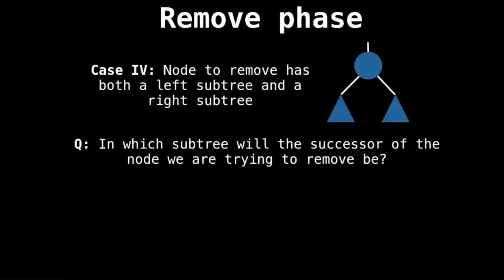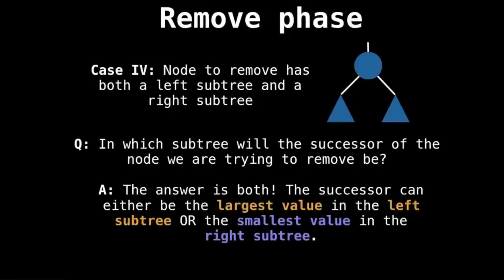Alright, so now for case 4, now we want to remove a node which has both a left subtree and a right subtree. Now the question is, in which subtree will the successor of the node we're trying to remove be? And the answer is both. The successor can either be the largest value in the left subtree or the smallest value in the right subtree.